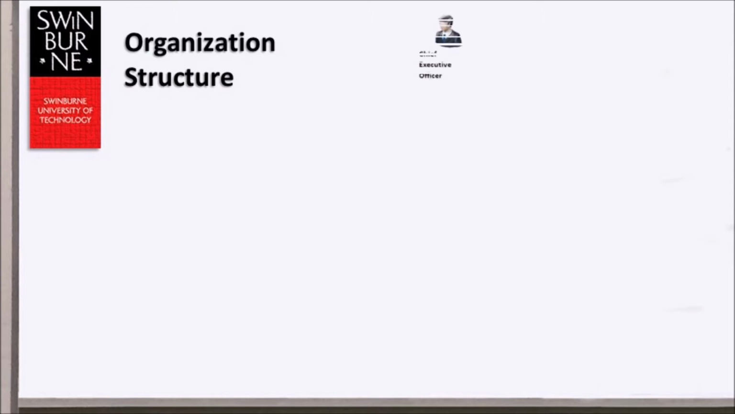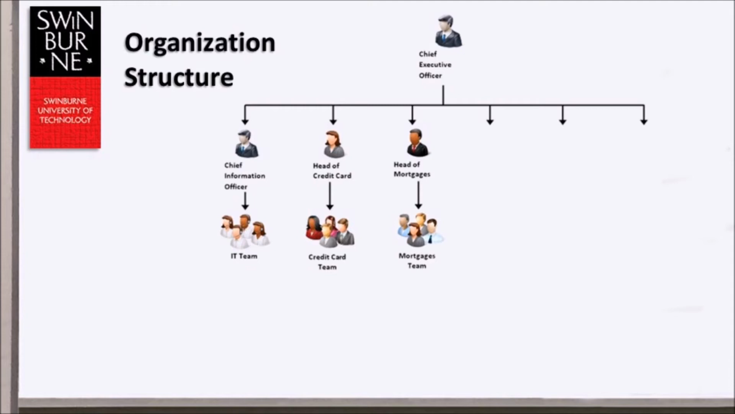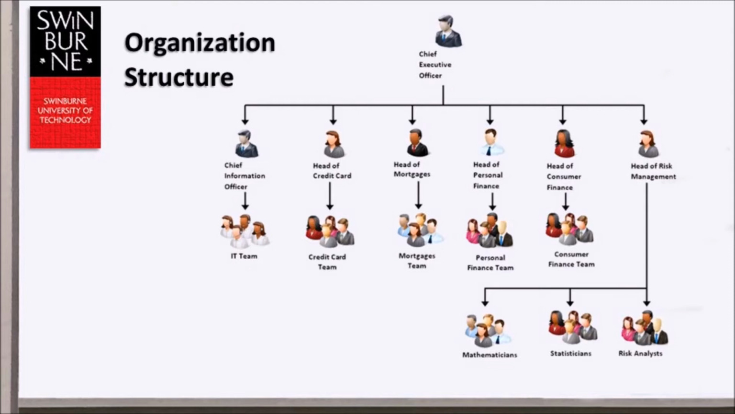Starting with the organization structure, the Chief Executive Officer stays on the top, and on the reporting infrastructure we have the Chief Information Officer, who is the head of the IT team, the head of credit card, who is responsible for the credit card team, the head of mortgage, responsible for the mortgage team, the head of personal finance, who heads the personal finance team, and the head of consumer finance. In the end, we have the head of risk management, who has a team of mathematicians, statisticians, and risk analysts.